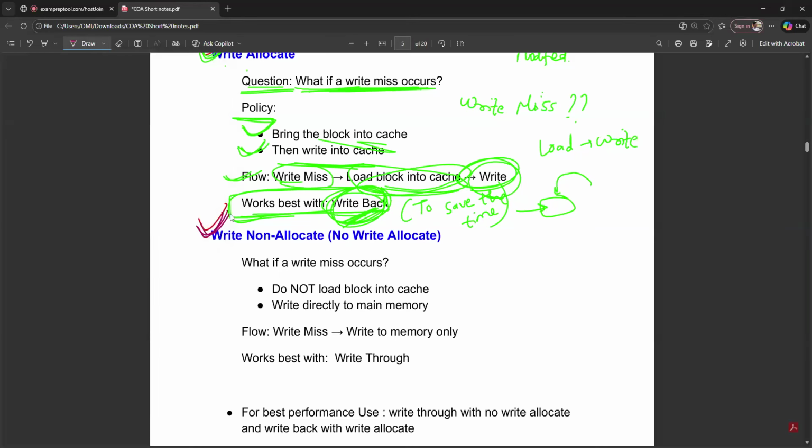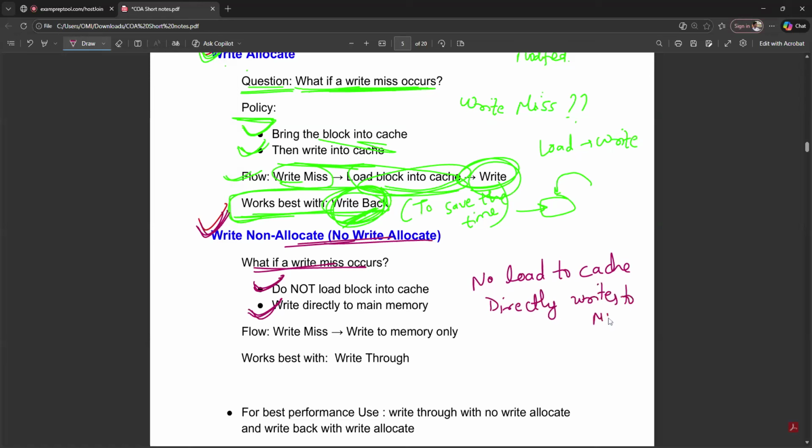Now what is no write allocate? So what if a write miss occurs? Do not load the block into the cache, write directly to main memory. So no load to cache, it directly updates the main memory.